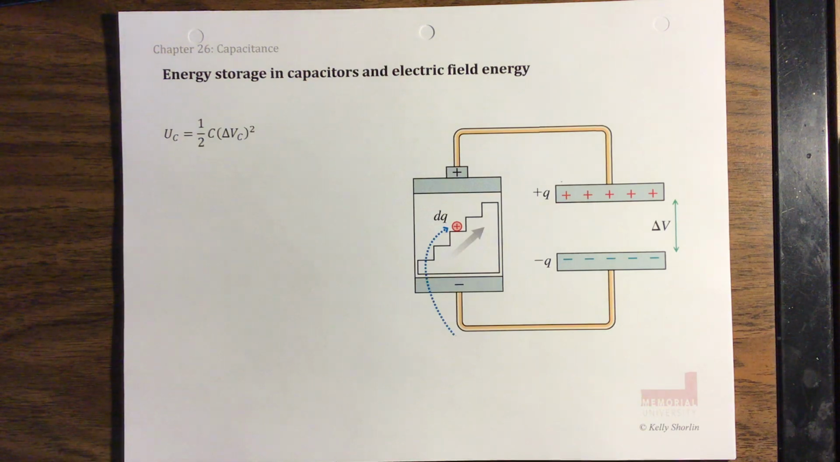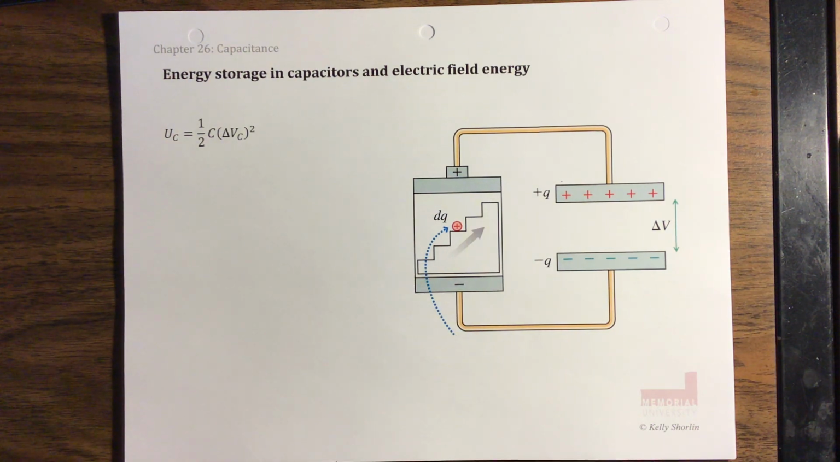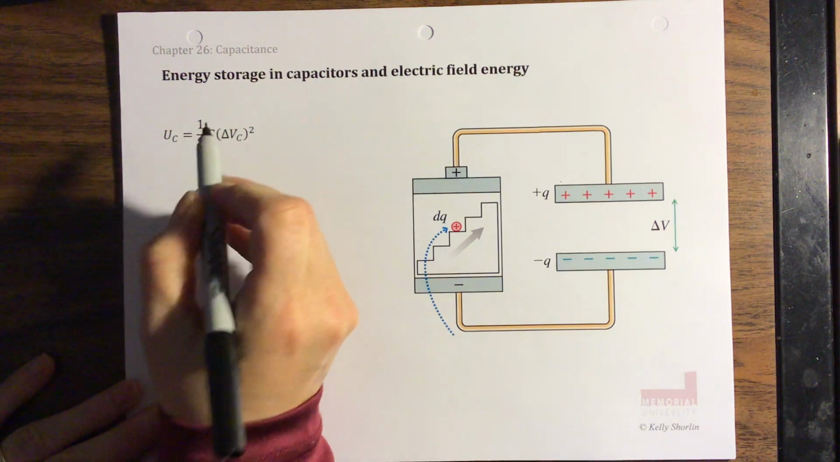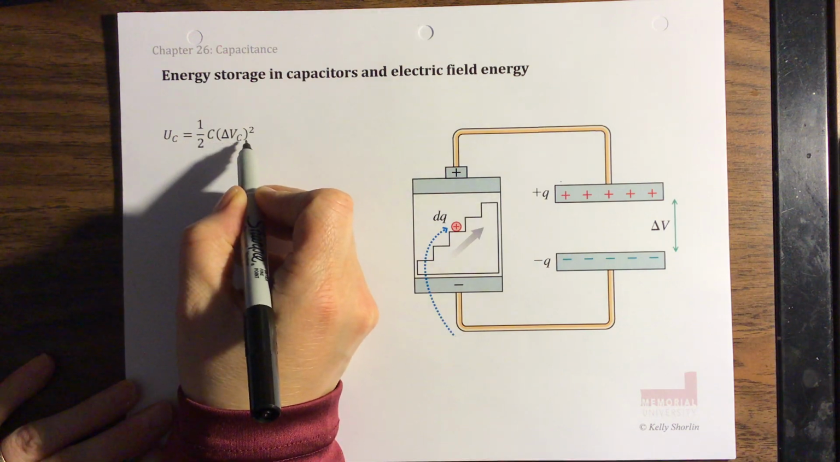Next, let's talk some more about energy storage in capacitors and electric field energy. We said the electric potential energy was stored in the electric field, so let's think about that a little bit more and relate the expression for the electric potential energy and the electric field. So we'll start with our previous result. UC, the electric potential energy stored in a capacitor, is equal to 1/2 times C times delta V squared.